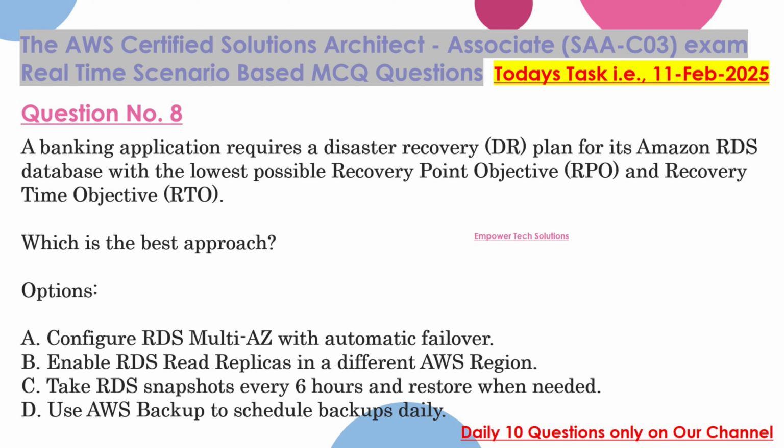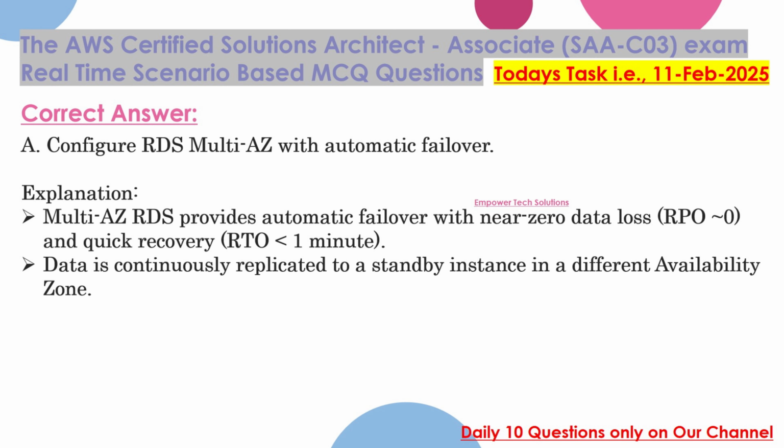C. Take RDS snapshots every 6 hours and restore when needed. D. Use AWS Backup to schedule backups daily. Correct answer, A. Configure RDS Multi-AZ with automatic failover. Explanation: Multi-AZ RDS provides automatic failover with near-zero data loss, RPO 0, and quick recovery, RTO 1 minute. Data is continuously replicated to a standby instance in a different availability zone.